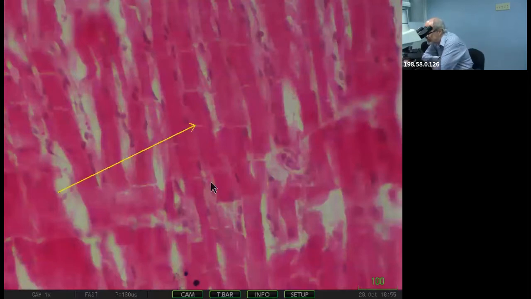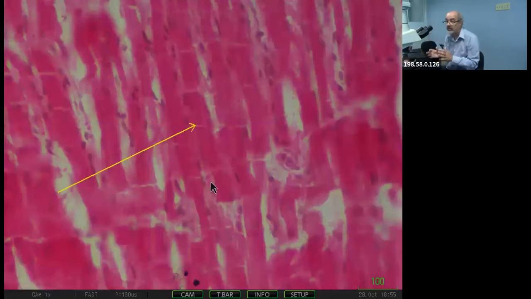These intercalated discs are made of different structures, if you remember. The main part is a gap junction, which is made of connexin, and it will allow the passage of calcium ions. So the main part of it is your gap junction, but it's a complex with three components. The main component is the gap junction.